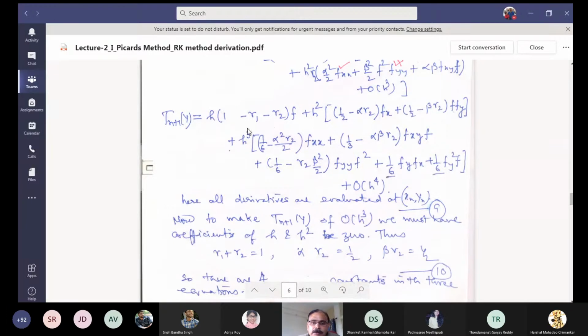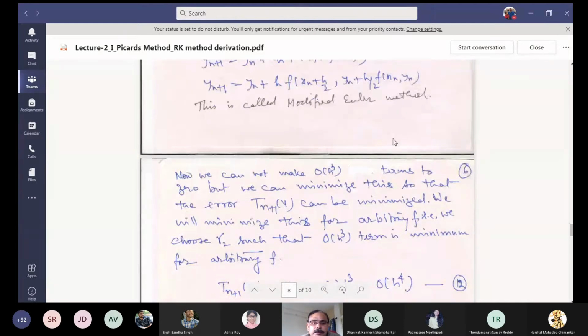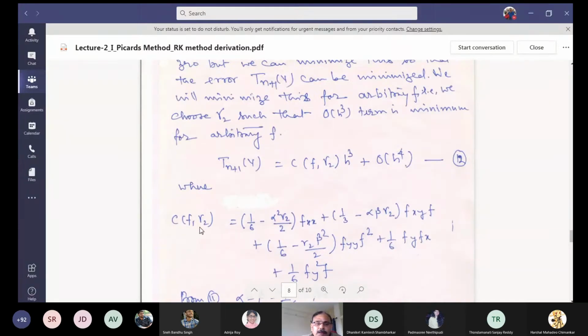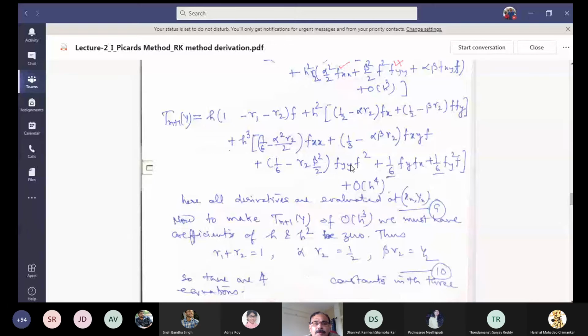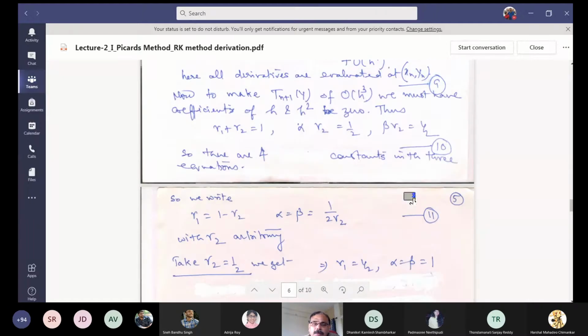I will write this coefficient of h cube as C f gamma 2. It is just a notation. I have rewritten it so that Tn plus 1 can be written with C f gamma 2, because all the coefficients of f depend on gamma 2 only. As you saw last time, gamma 2 was the free variable, because we wrote gamma 1 in terms of gamma 2, alpha in terms of gamma 2, beta in terms of gamma 2.